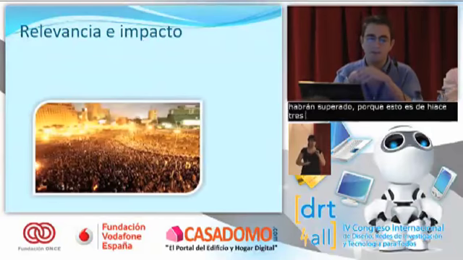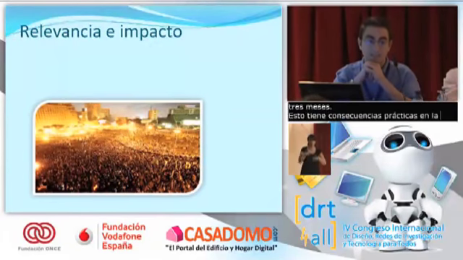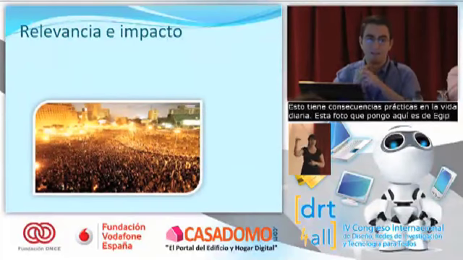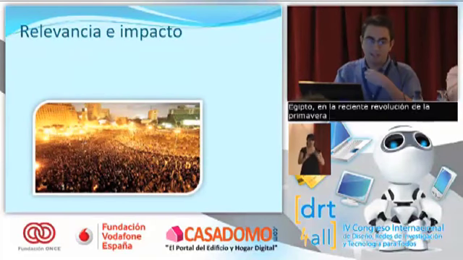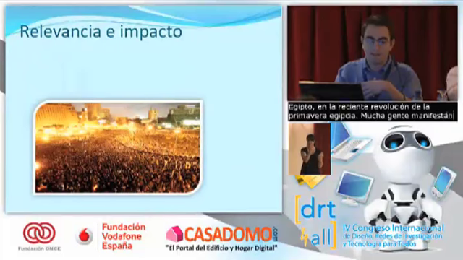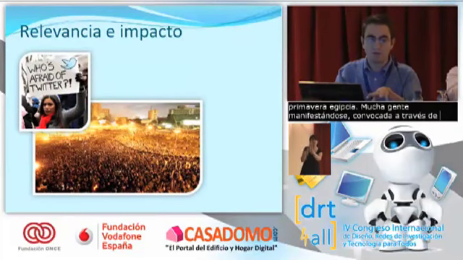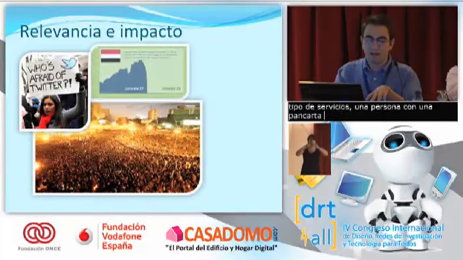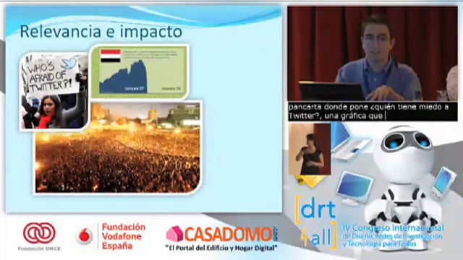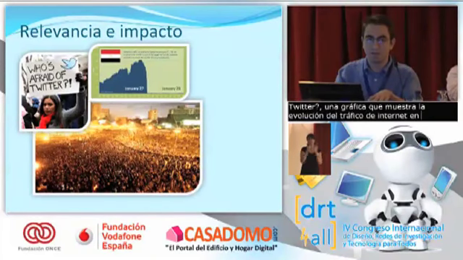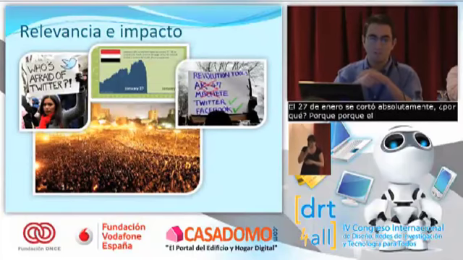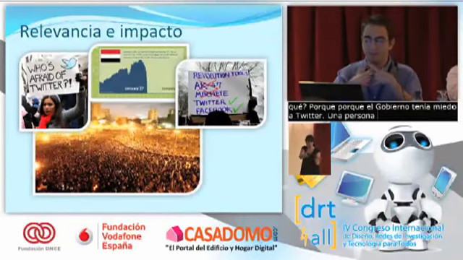And this has practical consequences on our daily practice. This is Tahrir Square in Egypt after the uprisings from the Arab Spring. Many people demonstrating, and they were called through this kind of services. Here we can see someone with a banner saying, "Who fears Twitter?" Another image shows the traffic on the internet in Egypt in February, and it was cut. Why? Because the government was scared of Twitter.